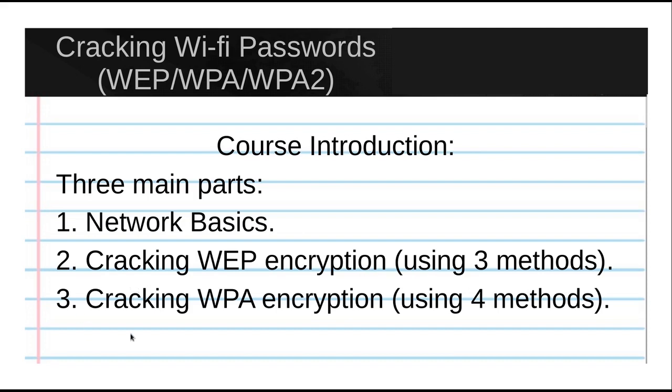After we do that, we're going to move to WPA. We're going to again understand how WPA works and what's the difference between WEP and WPA and what's the weakness in WPA that allows us to crack this encryption. WPA and WPA2 are similar, they can be cracked using the same methods. We're going to talk about this in more detail once we move to that part. And again, we're going to talk about four methods to crack WPA, going from slower to quicker methods of cracking it.